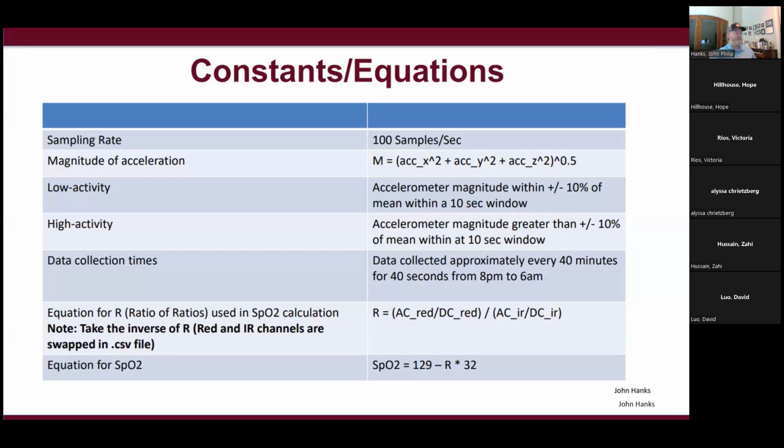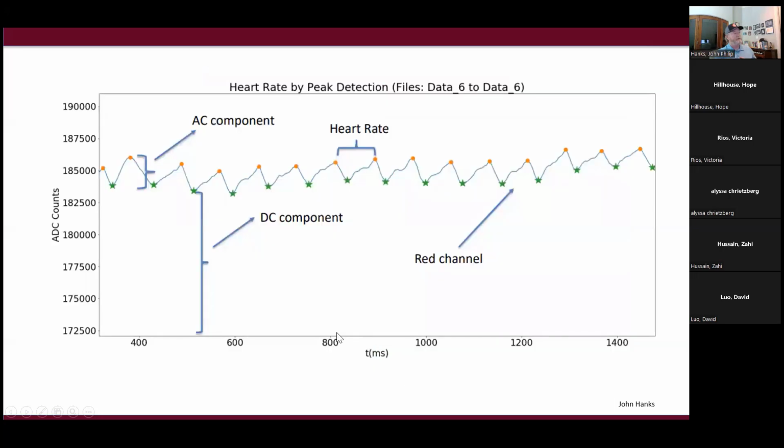Red and IR channels are swapped in the CSV file. So every time we've been saying red, it was actually the IR signal. Okay. So the equation for SpO2 is SpO2 = 129 minus R, which is the ratio of ratios, times 32. That was defined through a collection of experimental data, and so that is the equation for SpO2. So to calculate the SpO2, you need to know these definitions.